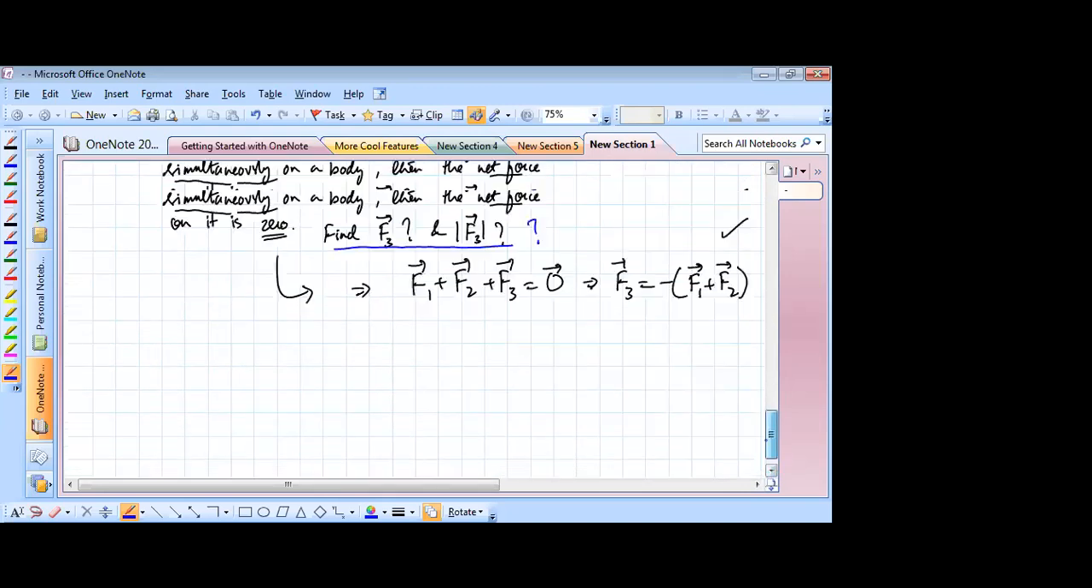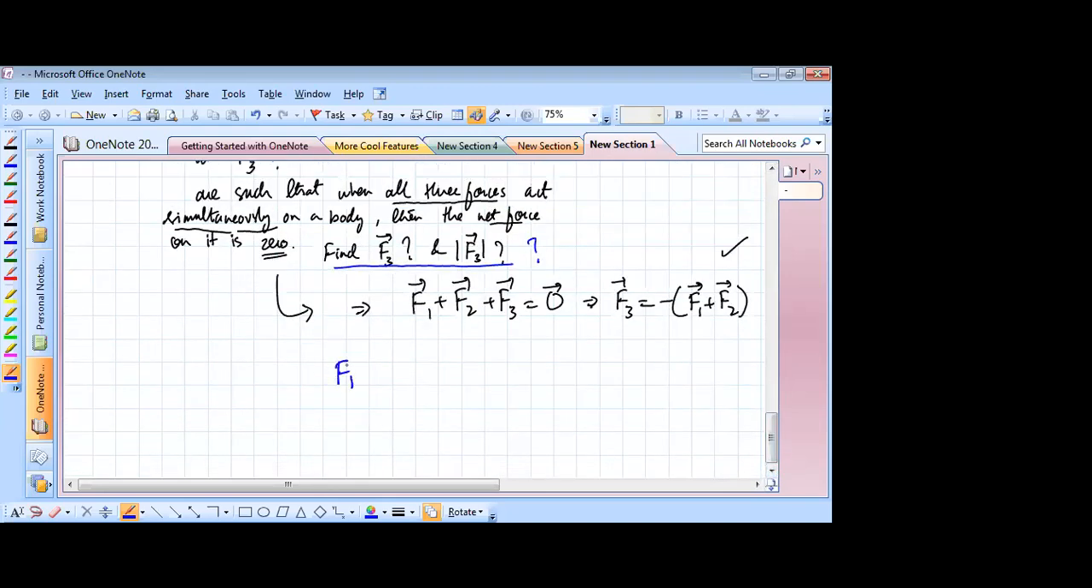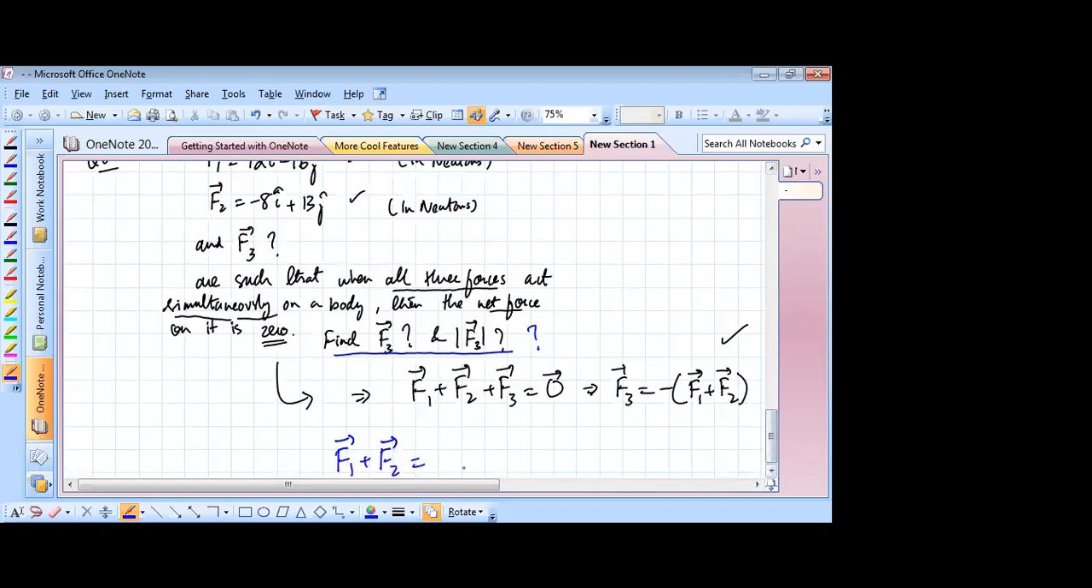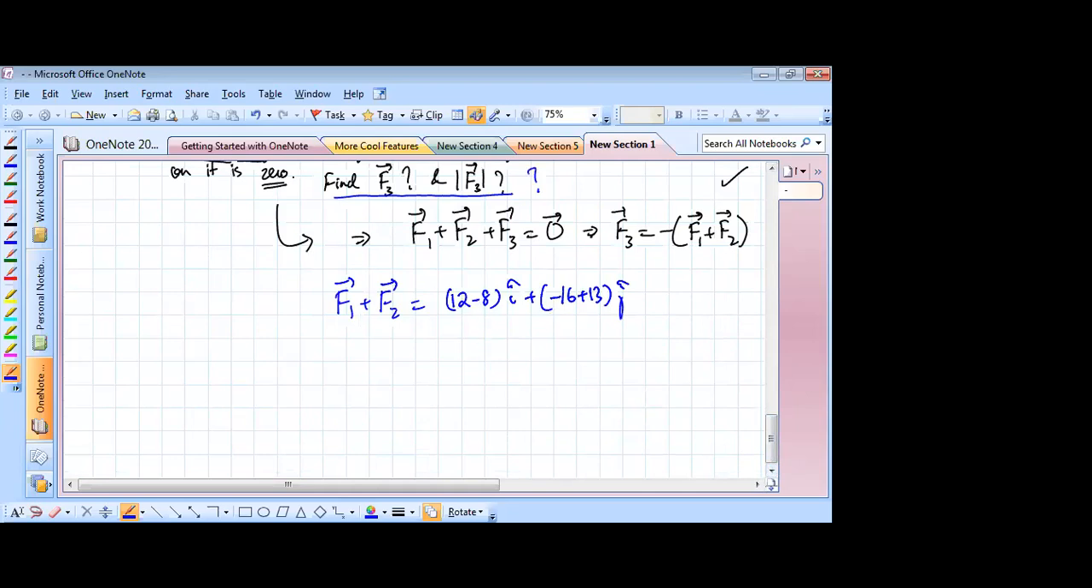So you can see here that F1 plus F2 will be, when you substitute from above, 12 minus 8 i cap plus minus 16 plus 13. So remember, when you're adding vectors, the components come with their algebraic sign. That's the thing. So this is actually plus of minus 8. The x component of F2 was minus 8. So that's why there's a minus sign here.